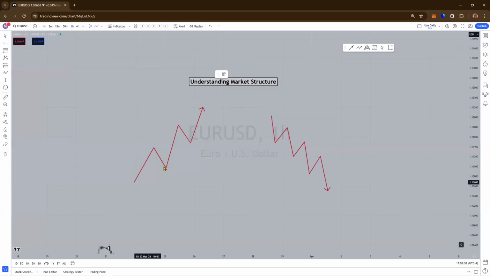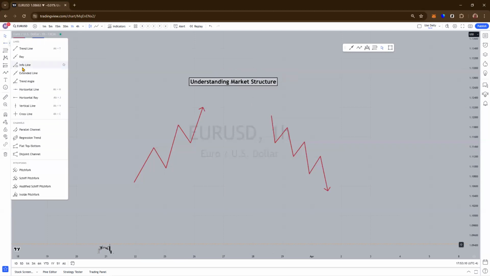Okay, so we have a low here. Then the market makes a higher high. It pulls back and makes a lower high. The minute the market breaks structure, this is structure here. So actually, I don't want to use that one. Let me delete that. Use this tool here.